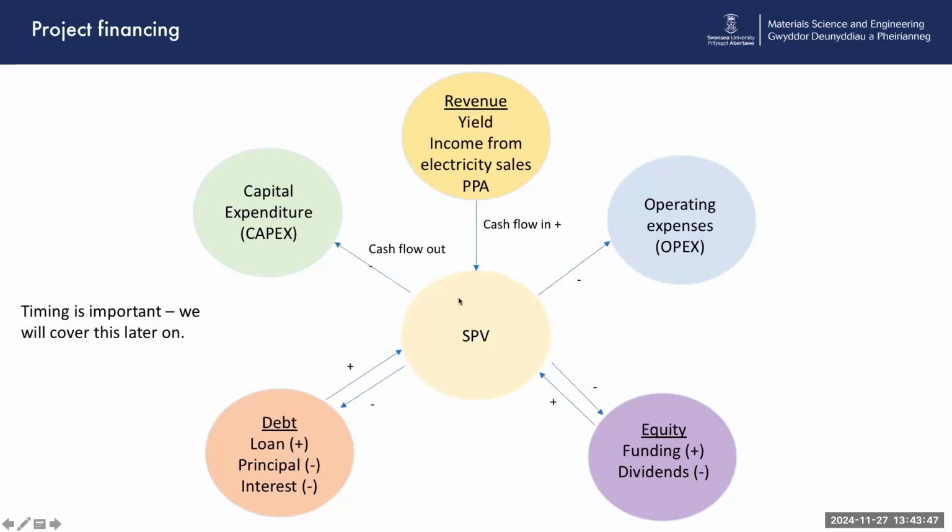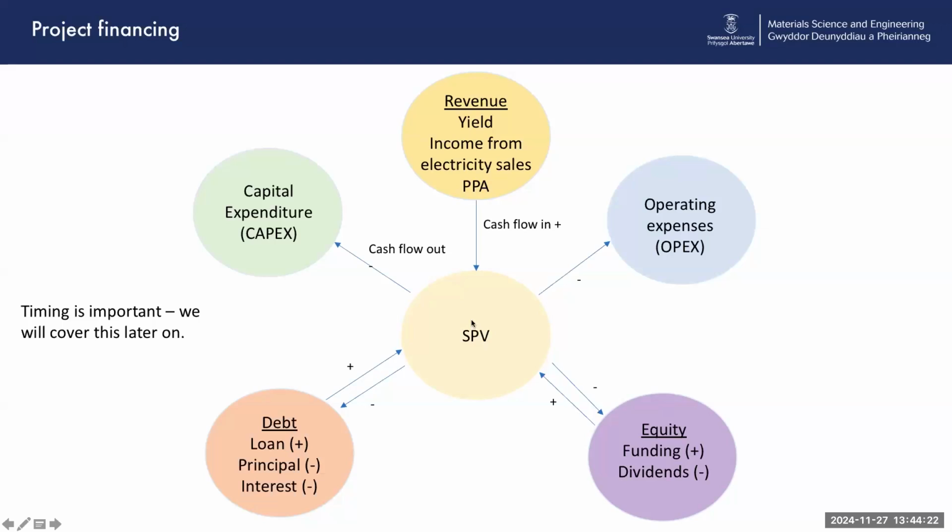In the middle, we have the SPV, special purpose vehicle. We have to build this asset. It's going to cost money. That money is called capital expenditure. We shorten it to CapEx. Once the asset is built, it starts to generate a revenue. So we see here we've got cash flowing out of the business here, cash flowing into the business.